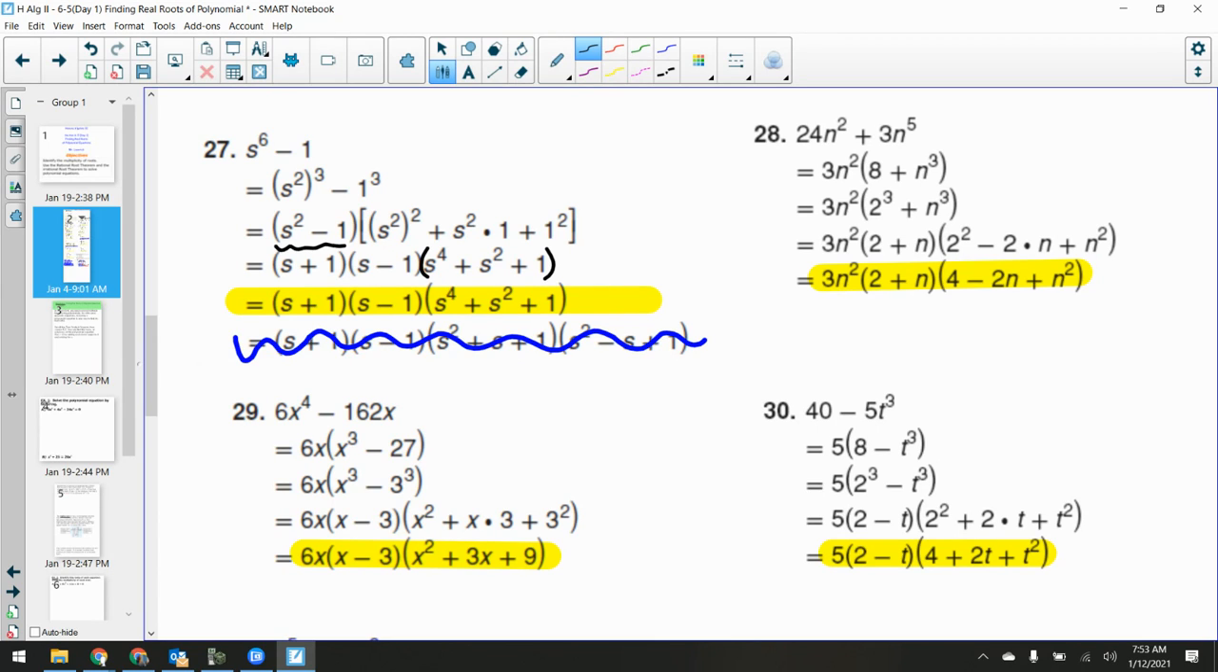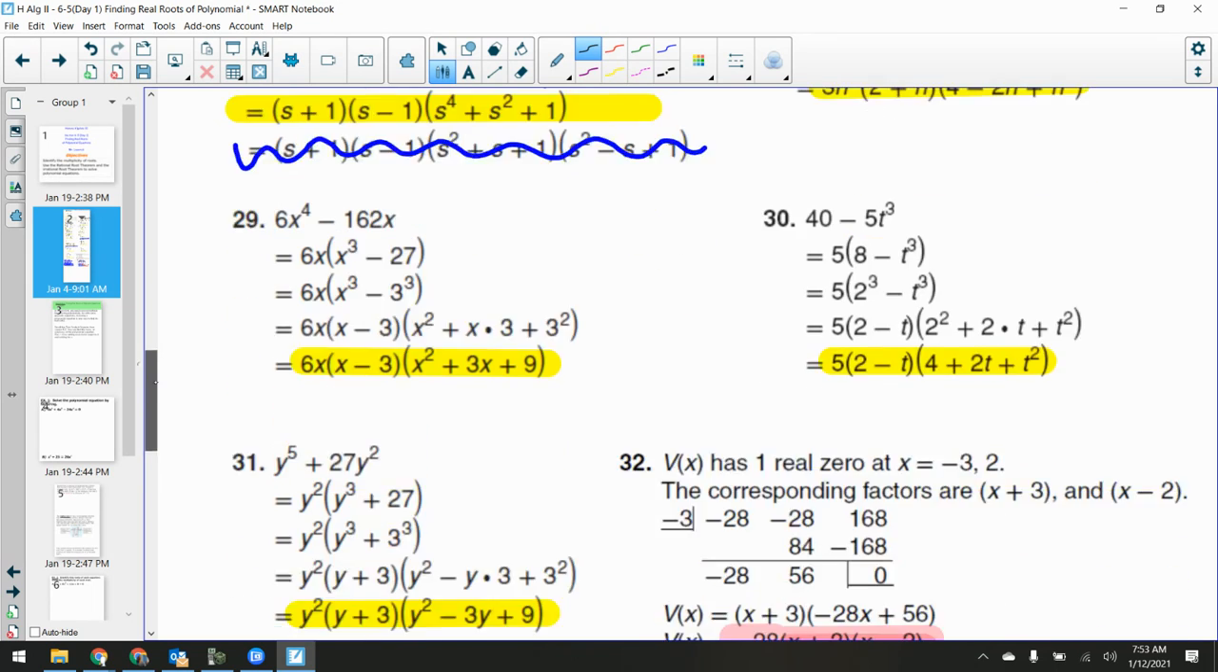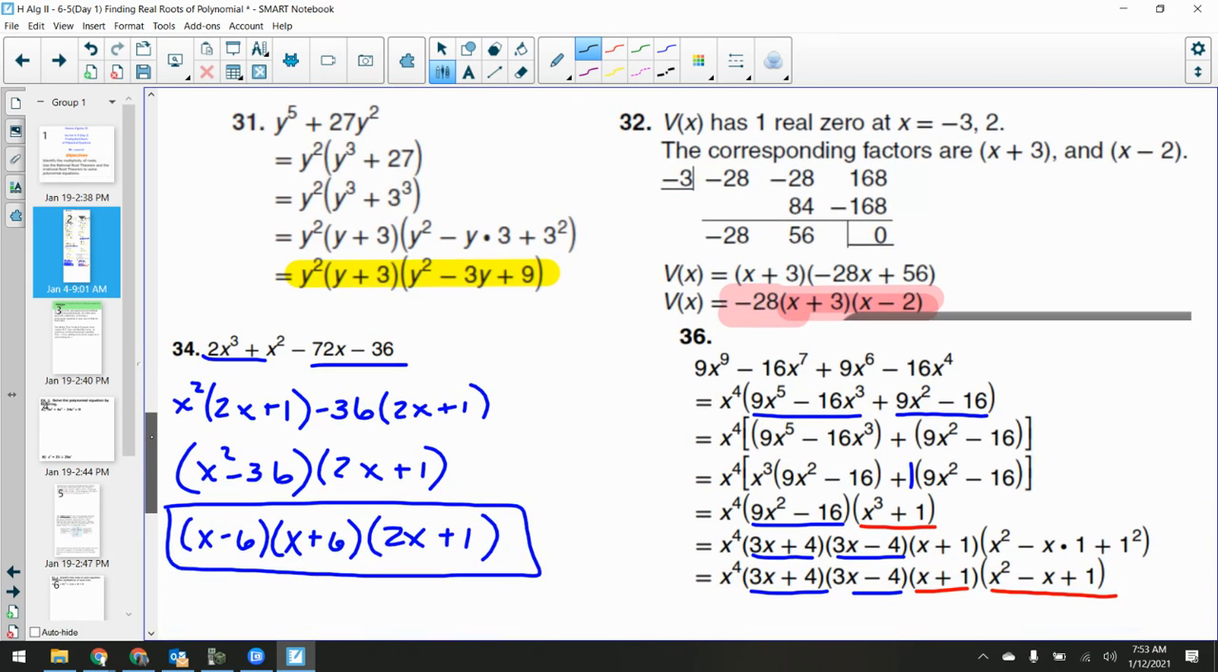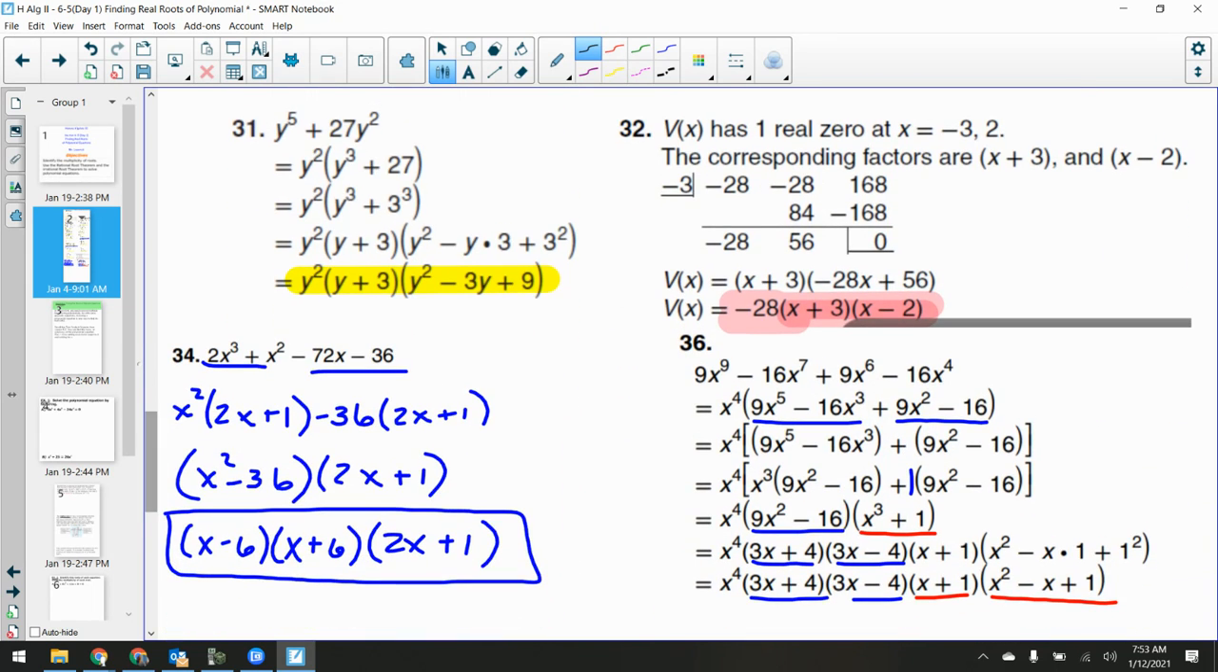Okay, let's keep scrolling it down a little bit. Here is 32 and 34 and 36.